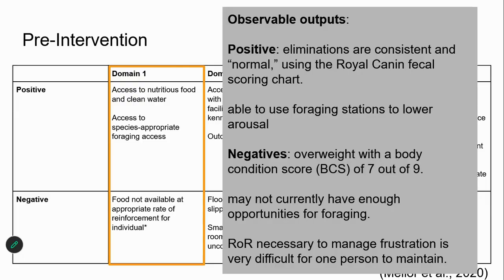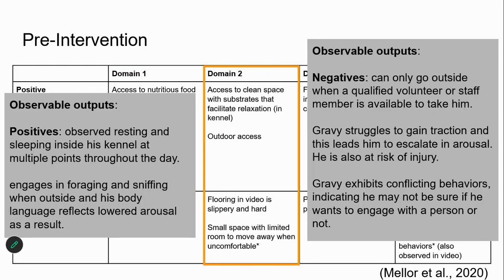And again, he has access to stuff to forage, but one of the issues that we're seeing is that he doesn't seem to know that he can forage and he may not have enough opportunity. So that's an area where we can increase for him and potentially provide some additional support that might help him to get those big feelings out. In domain two, we've noticed that he's resting and sleeping. He appears to be sleeping multiple times throughout the day, which is appropriate for canines. He is also sleeping through the night, from what we can tell.